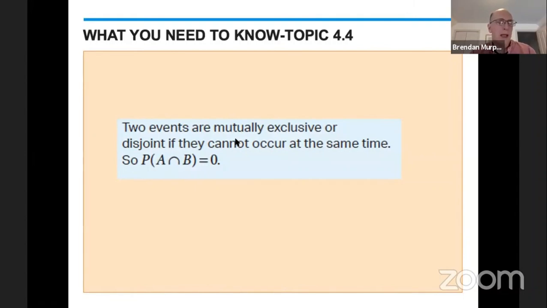So you cannot be in the state of Massachusetts and the state of Maine at the same time. You can't do it. You're either in Maine or you're in Massachusetts or you're in neither, but you can't be in both states at the same time.